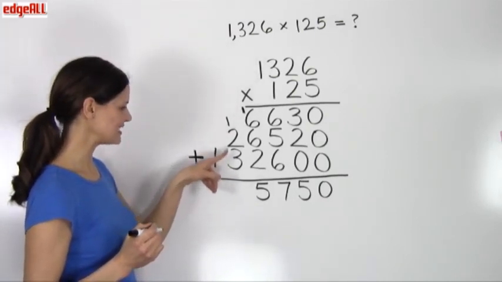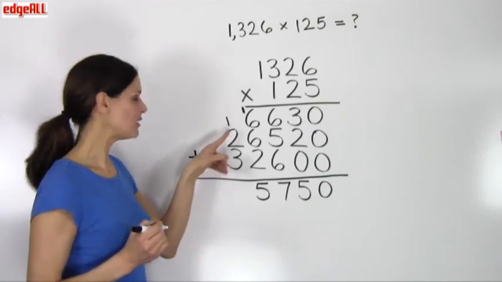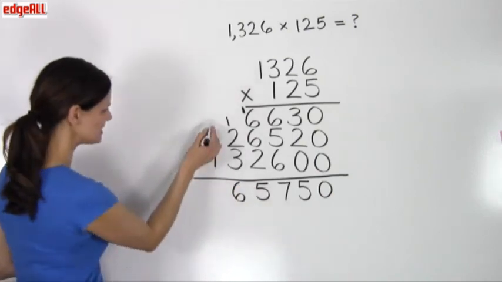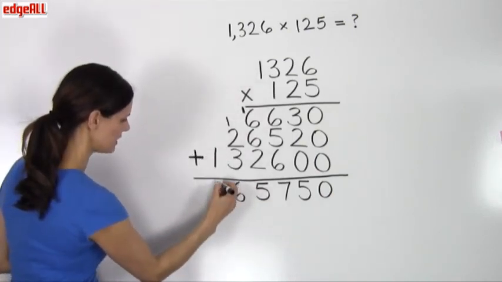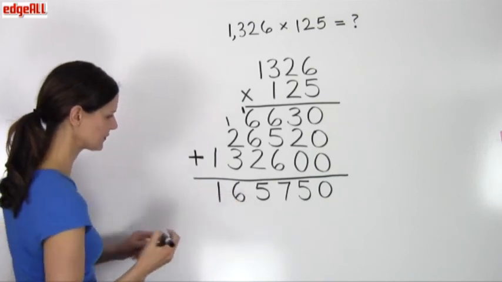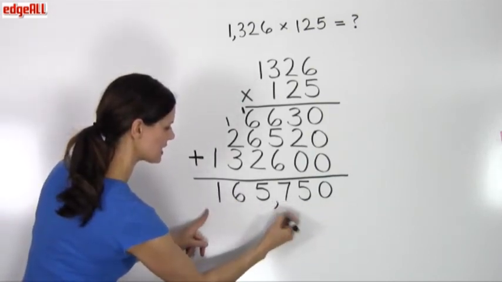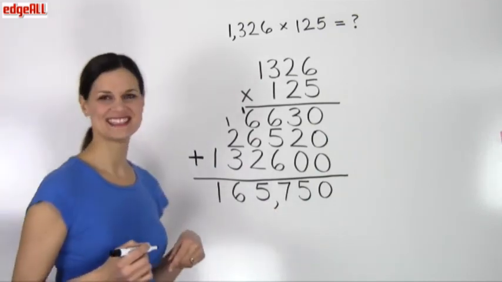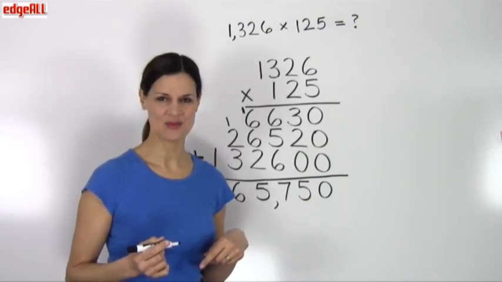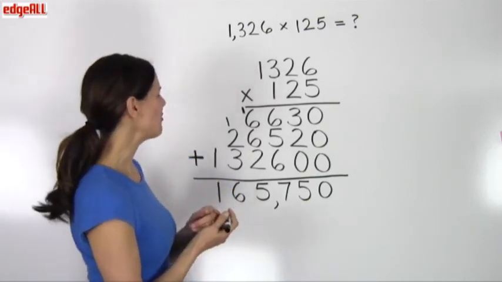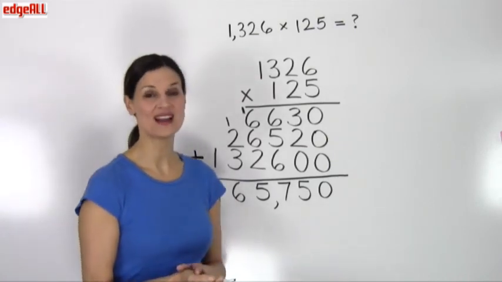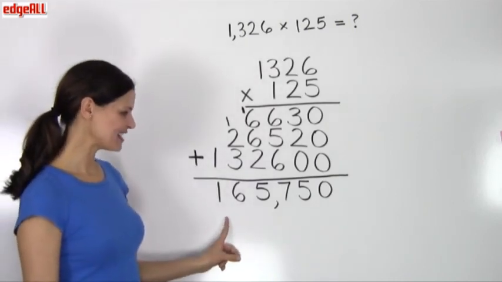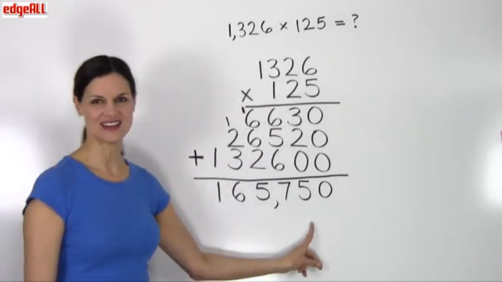I'm going to move on to add my 3 plus 2 equals 5. Add 1 more equals 6. So I place my 6 here, and I don't have to regroup or carry. And now I just have nothing here plus 1. So I've got a 1 for my answer. So I can come over here, three digits to the right, put my comma here, and I can see with all this work we've done with multiplying and adding that 1,326 times 125 equals 165,750.